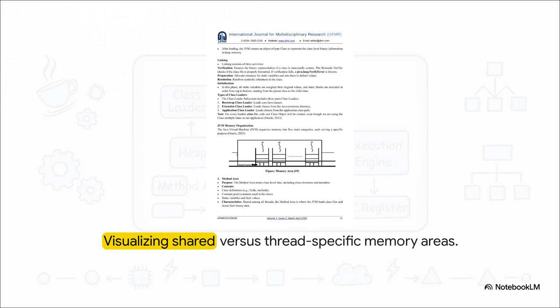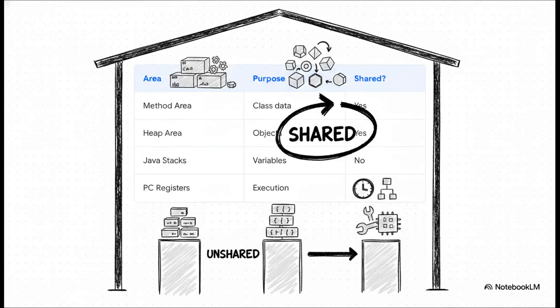This setup is genius because it prevents threads from constantly stepping on each other's toes while still letting them tap into shared application data when they need it. To make this warehouse inventory crystal clear, the method area and heap area are shared by all your threads. The method area holds your core class definitions, while the heap is the Wild West where all your dynamic objects and arrays live, basically anything you create using that new keyword.